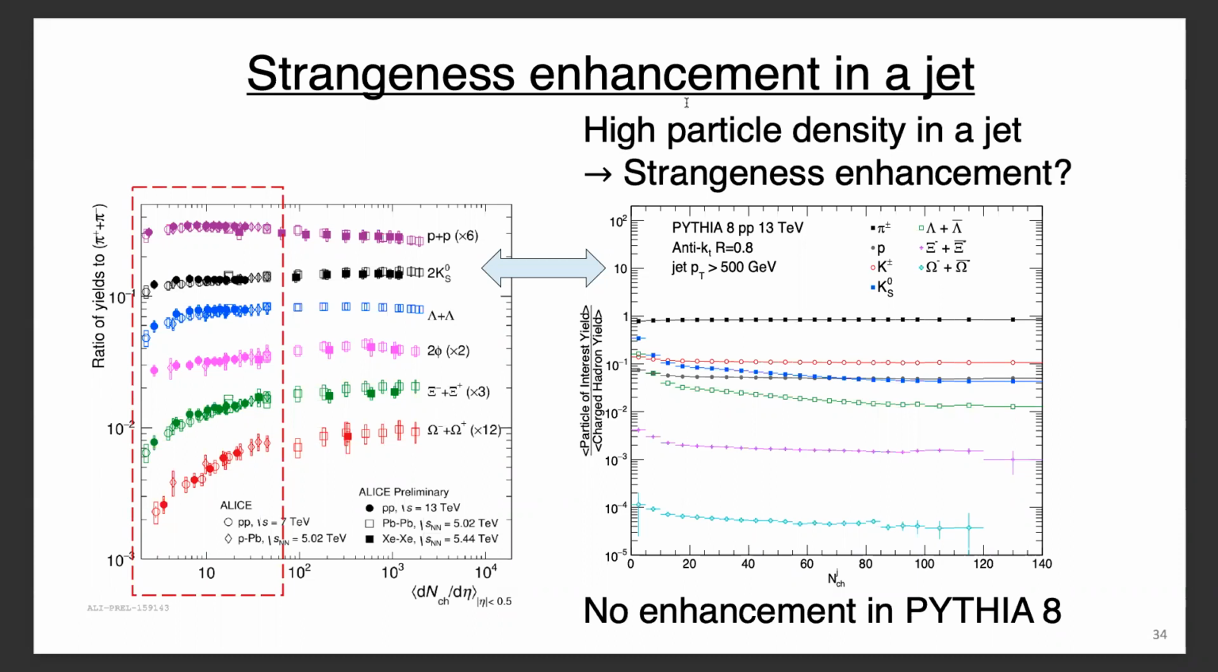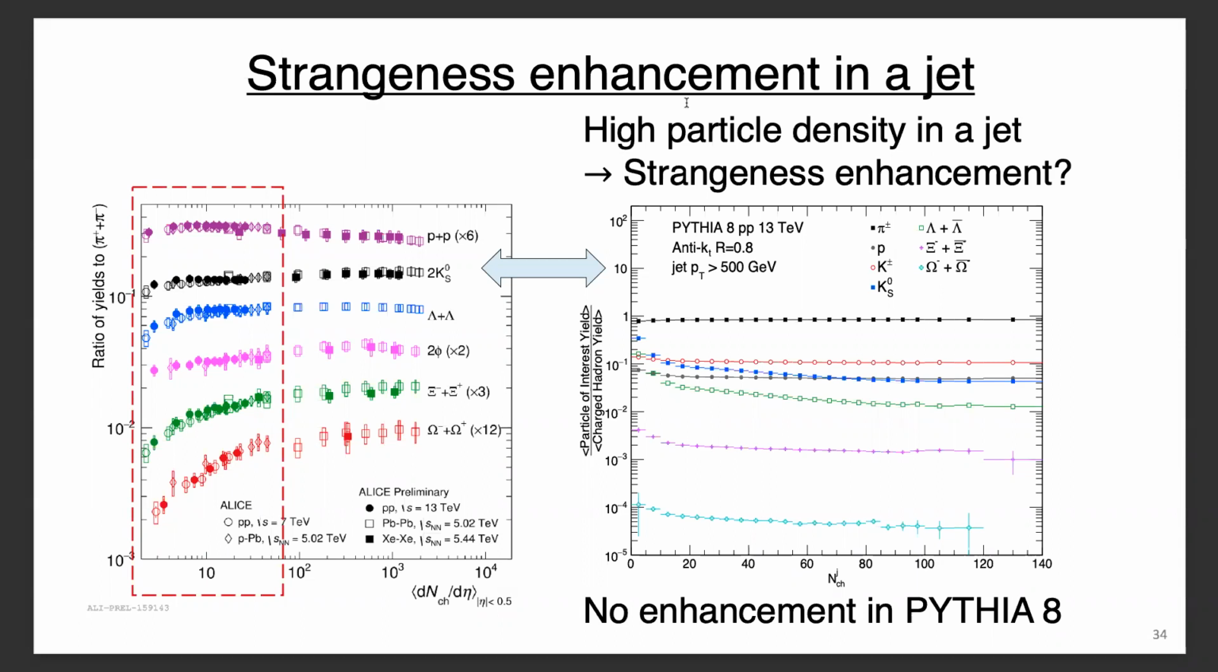The interpretation is that you create some kind of deconfined medium with a lot of gluons, and the gluon interactions make it easier to generate s-sbar. So that is strangeness enhancement. We look at this in PYTHIA. In PYTHIA, there's no medium effect, right? And we see that there's no strangeness enhancement for jets produced in PYTHIA from just this conventional fragmentation model.